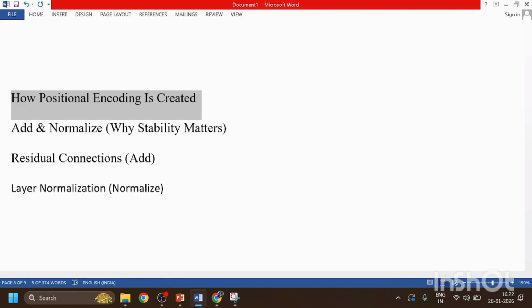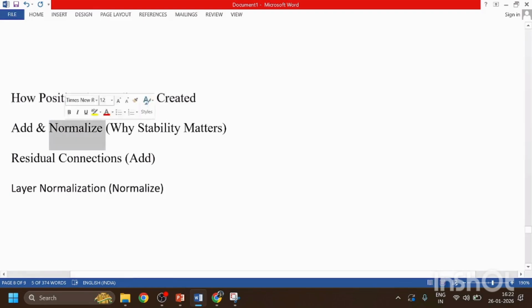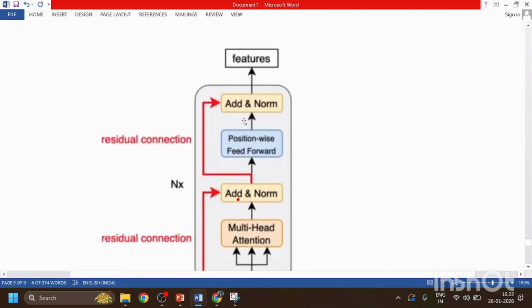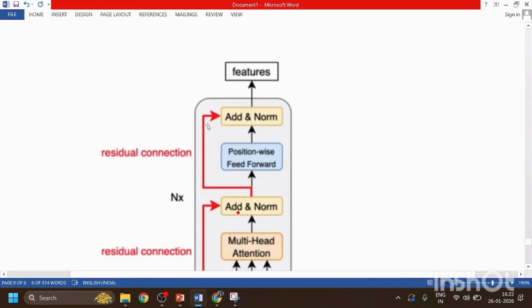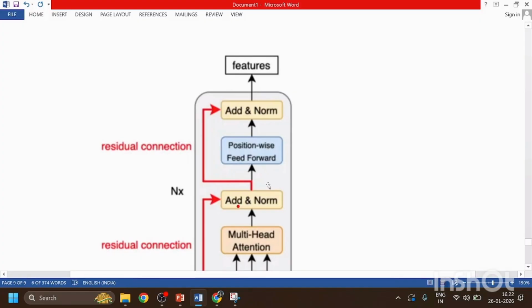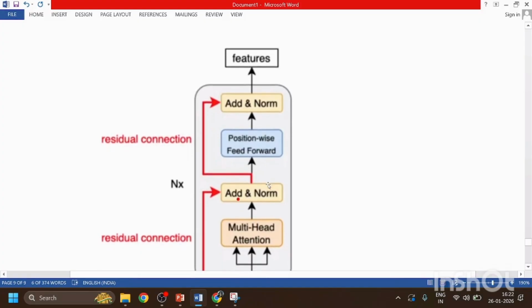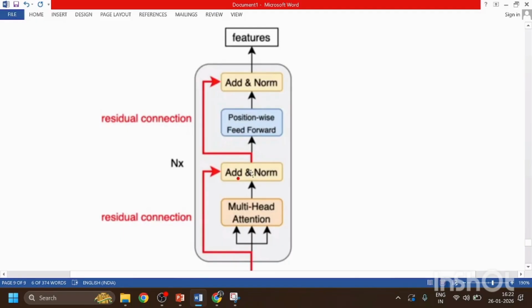Now we can see add and normalization. Now comes a very important concept: stability. Deep models are hard to train, so the add and normalize layer helps the model train properly.